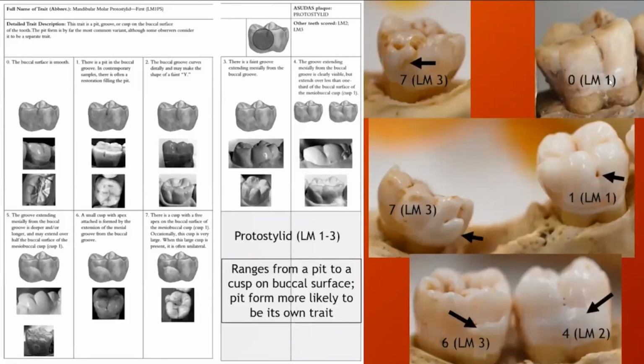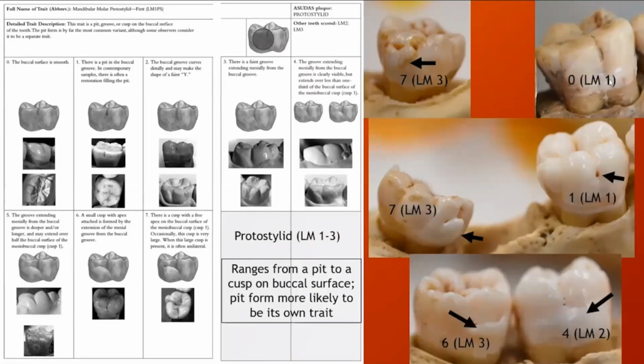Now, the big difference between protostylid and peristyle, besides the fact that they're in different arcades, is that protostylid doesn't become as largely expressed, if you will, as peristyle does. So you're not going to get something that resembles a supernumerary tooth with protostylid.